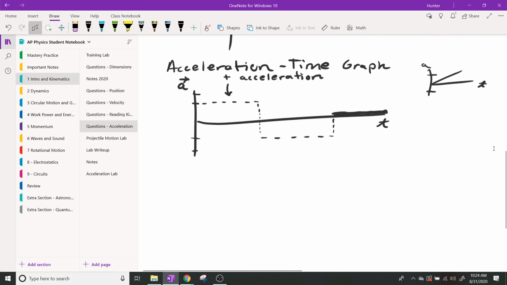If there's a flat line below the axis, this obviously means that you have a negative acceleration. So remember though, that does not necessarily mean slowing down. Just because it says that it's a negative acceleration doesn't mean that it's slowing down. A negative acceleration can indeed cause things to speed up.